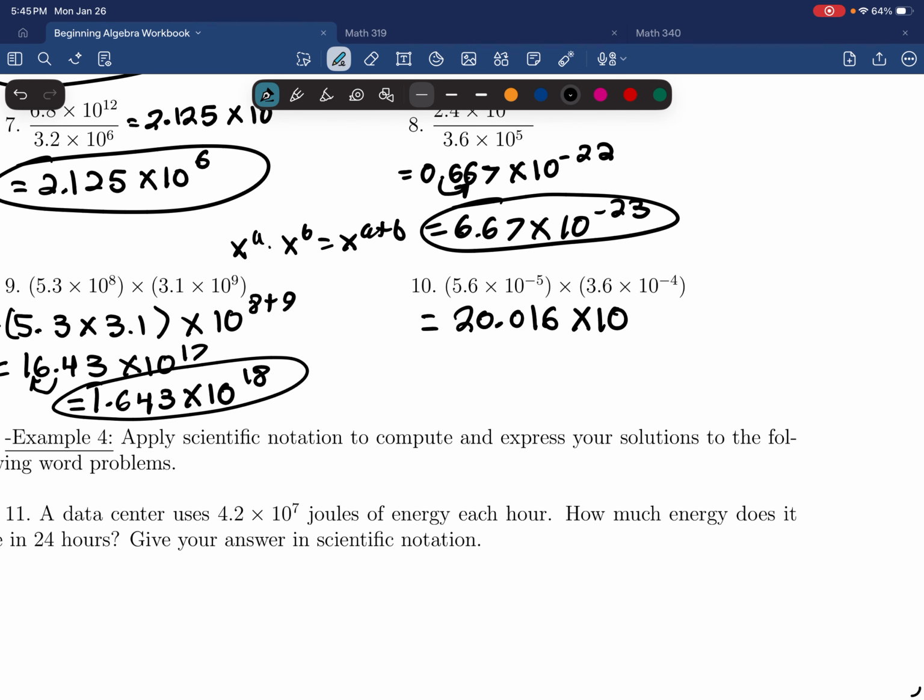Well, that becomes negative 5 minus 4. So we're going to have negative 9 as our exponent. Now, as we saw in example 9, this is not our final answer. So we're going to need to move that decimal place to the left by 1 value. So our final answer is going to be 2.0. Oop, I apologize. My value is incorrect. It was supposed to be 20.16. But we still have to move that decimal place over, so we're still going to get 2.016 times 10 to the negative 8th power.